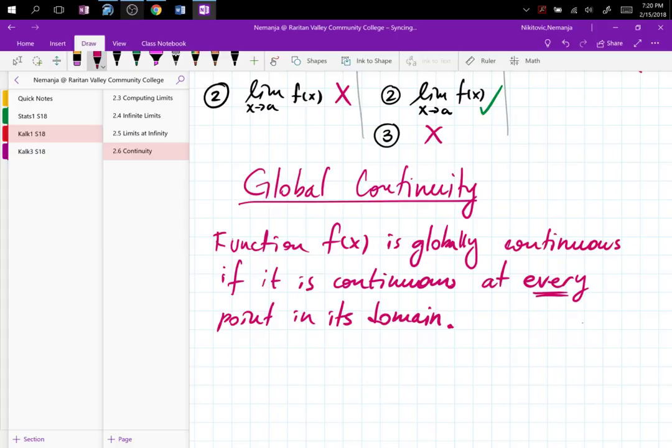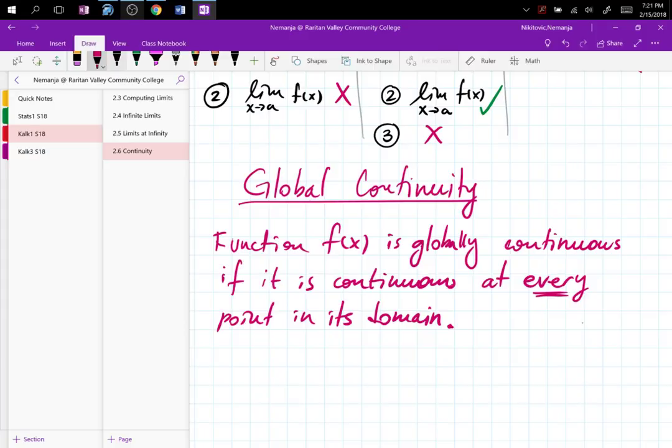Now you immediately see an issue here, right? If I'm asking you to find the global continuity, that's infinitely many points, and you have to sit down and check all of them, which is not practical, because eventually you want to go and sleep. To help with this, we have a theorem which states these functions are globally continuous on their domains, and then a whole list of functions, so you don't have to check every point.